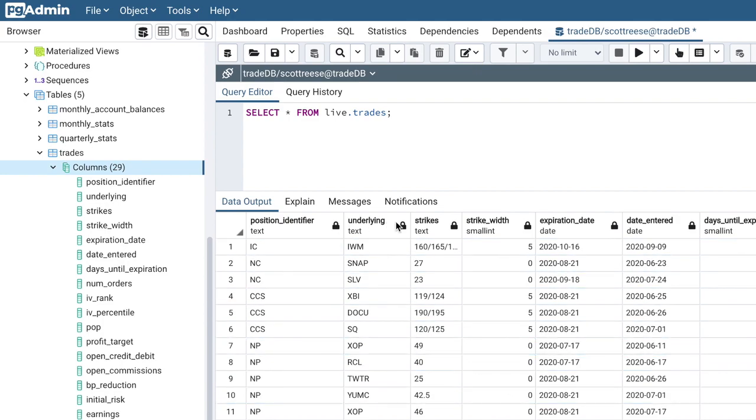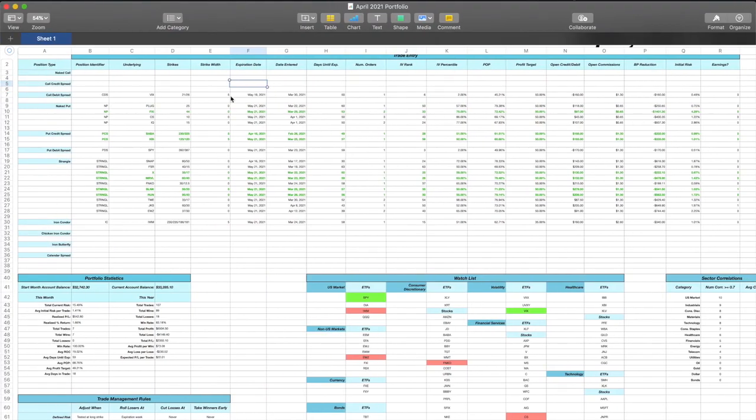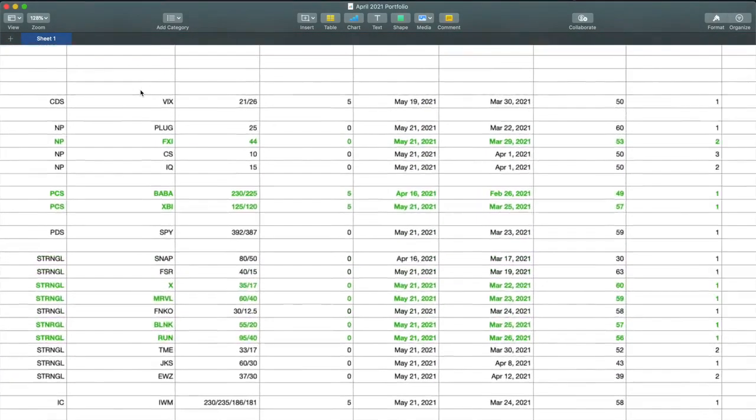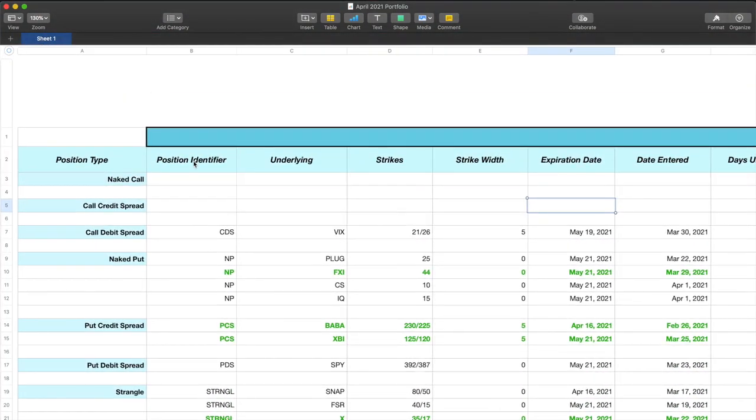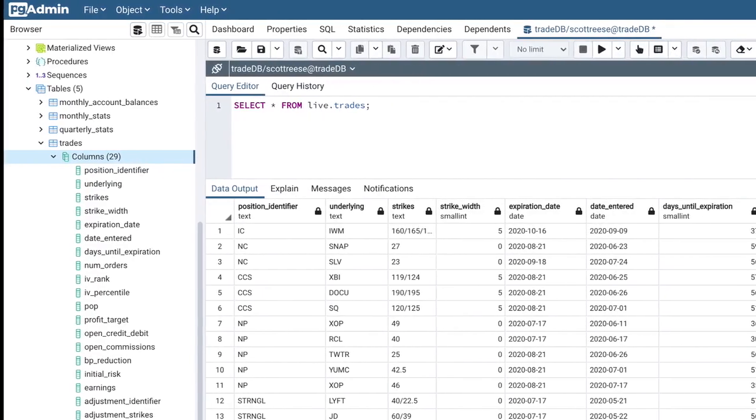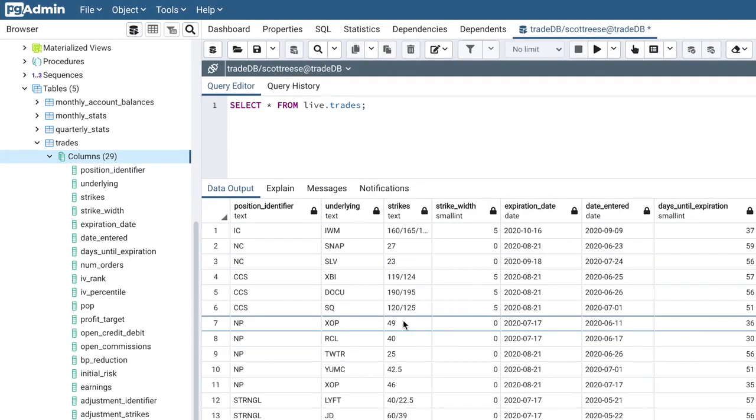And as you can see here at the top with these headers, it's basically the exact same thing as my spreadsheet. Right? If I zoom in here, the position identifier, the underlying asset, strikes, strike width, expiration date, and so forth, all those same exact columns are right here as well. Right? Position identifier, the underlying, strikes, strike width, and so on and so forth.